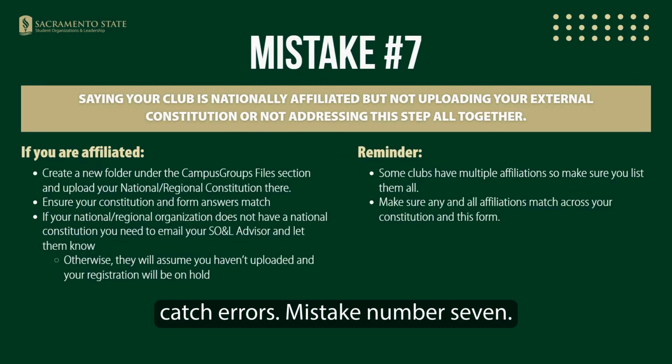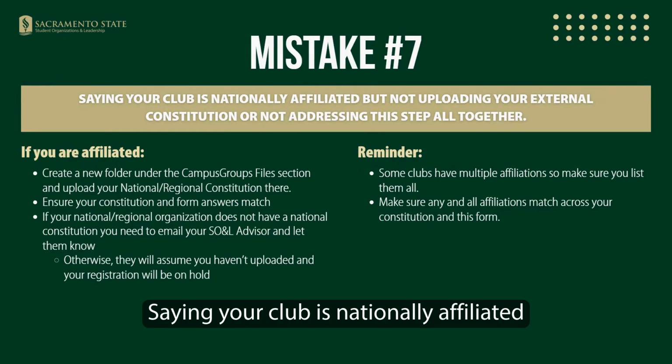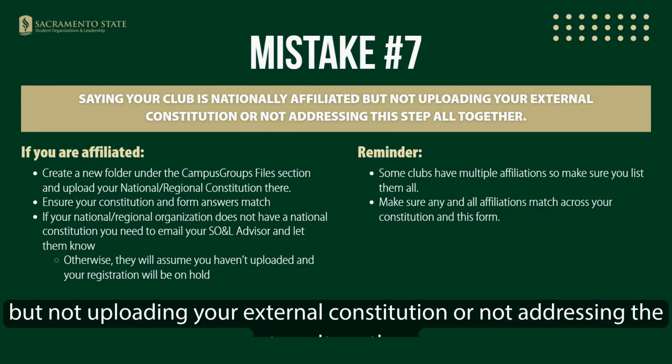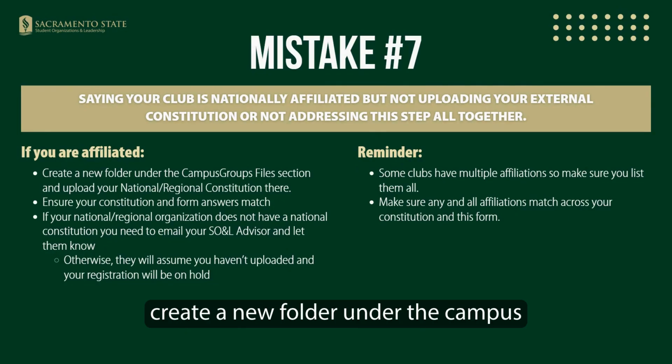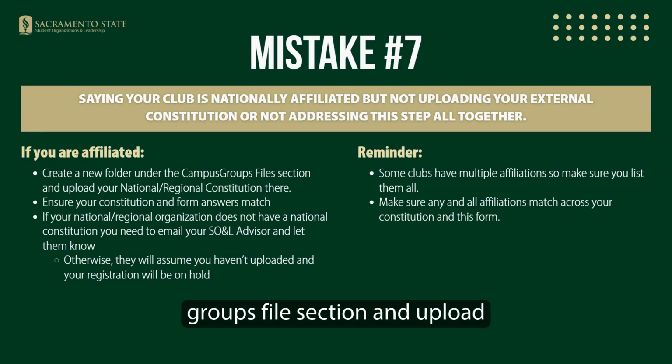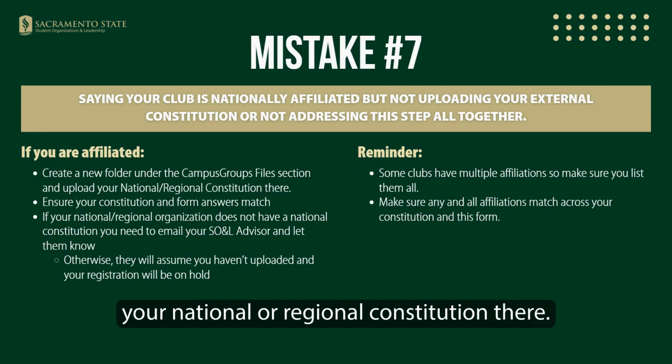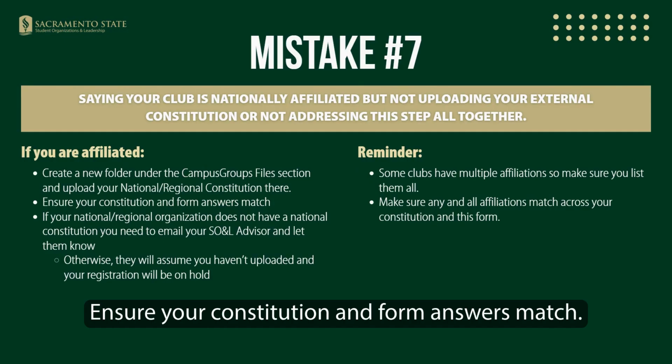Mistake number seven: saying your club is nationally affiliated, but not uploading your external constitution or not addressing the step altogether. What to do instead? If you are affiliated, create a new folder under the Campus Groups files section and upload your national or regional constitution there. Ensure your constitution and form answers match.